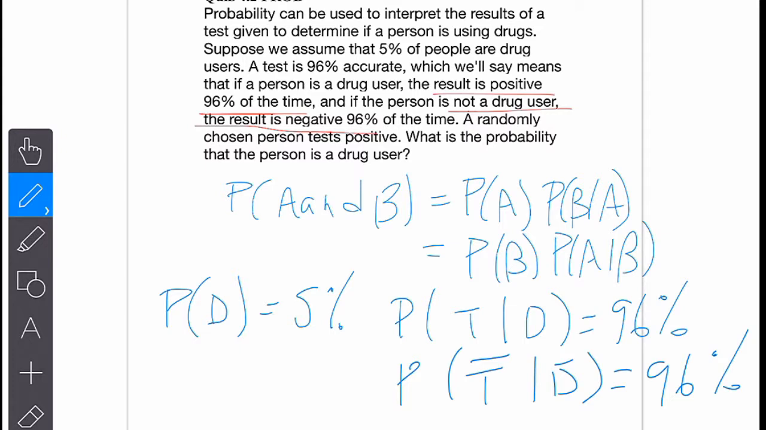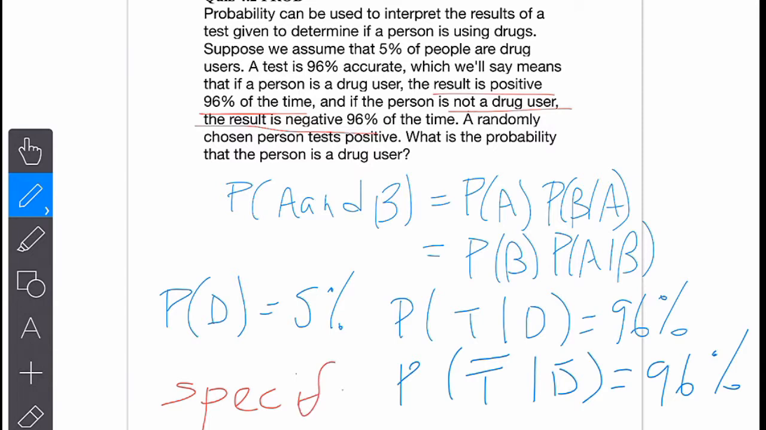A randomly chosen person tests positive. What is the probability that person is a drug user? So now I'm asking a question reversing the condition. Now I have the results of a positive test, and the question is, what is the probability the person is actually a drug user? Let me outline what this means. This is called specificity.